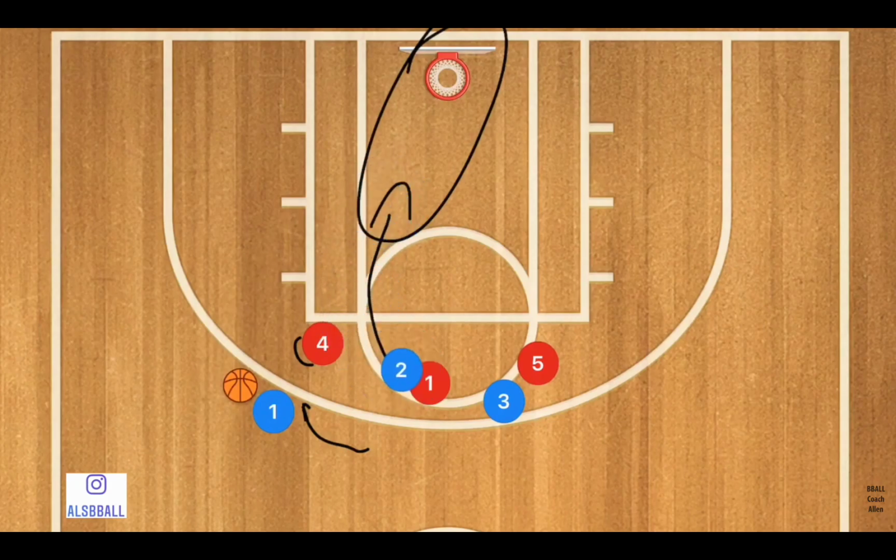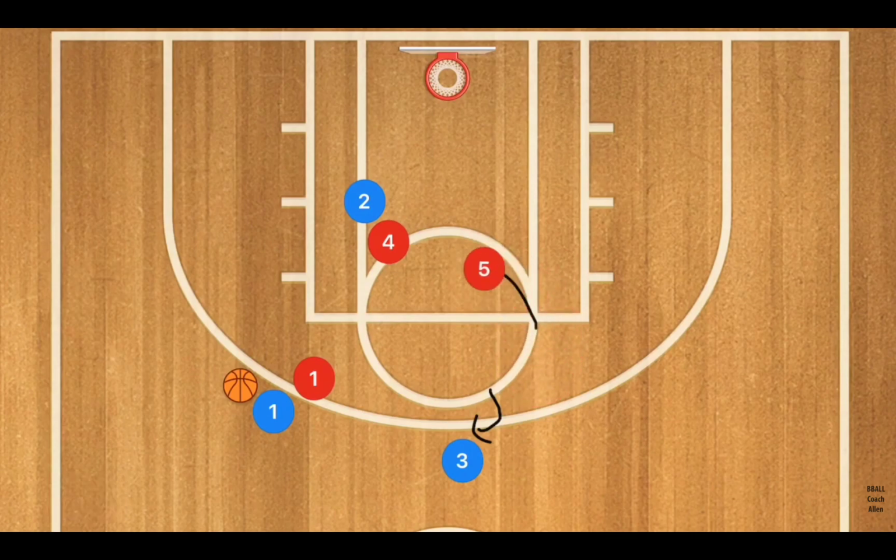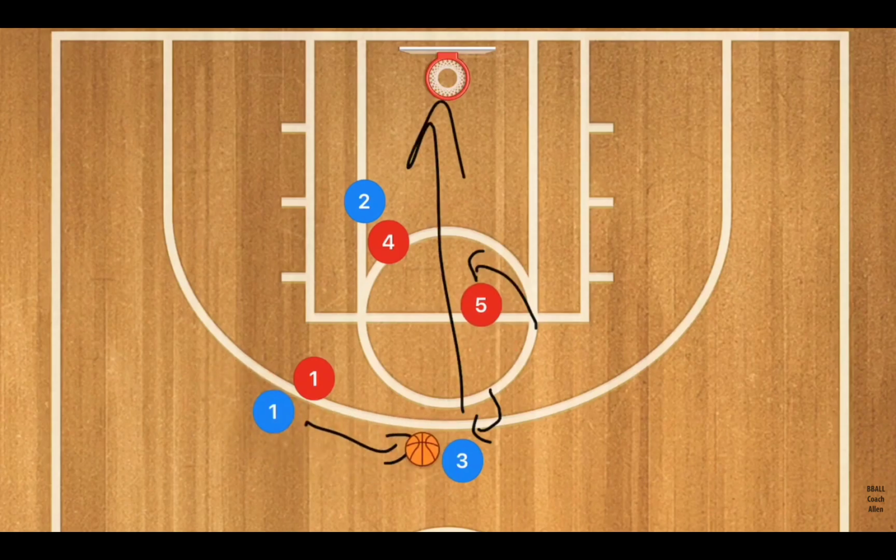Now, if, for example, we don't have a switch and player 1 is able to get past that screen and player 4 has player 2 covered really well, I want to see player 3 popping towards the 3-point line. The reason behind this is because sometimes player 5, red, may just pop down to play a little bit of help defense. This is when player 1 can make a quick swing pass over to player 3, where player 3 could drain that 3-point shot.